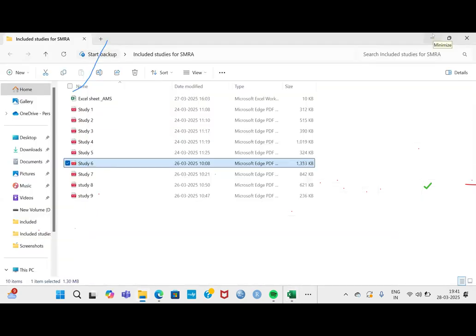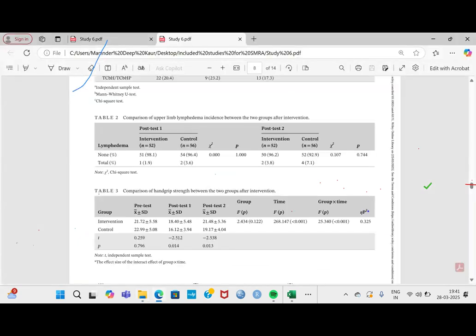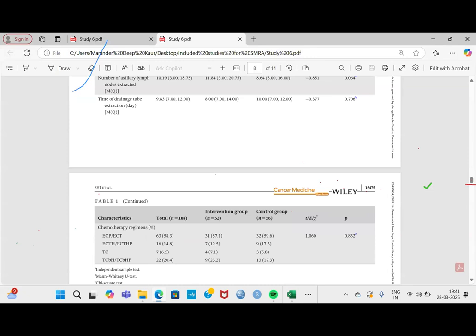So we have two types of analysis: per protocol analysis and intention to treat. Ma'am, from that article, from that CONSORT, please explain that. I think everything is written over there. I have seen it just now.